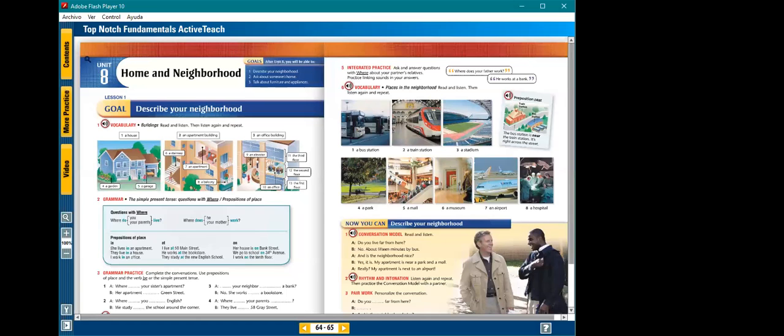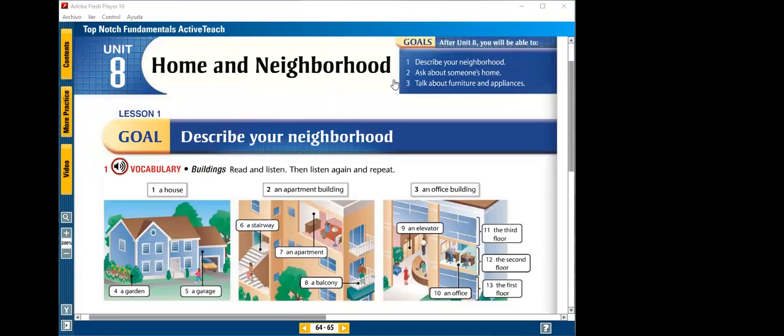Okay, so students, let's start with the development of unit number 8. Students, in unit number 8, we are going to talk about the home and neighborhood. Teacher, what is neighborhood?